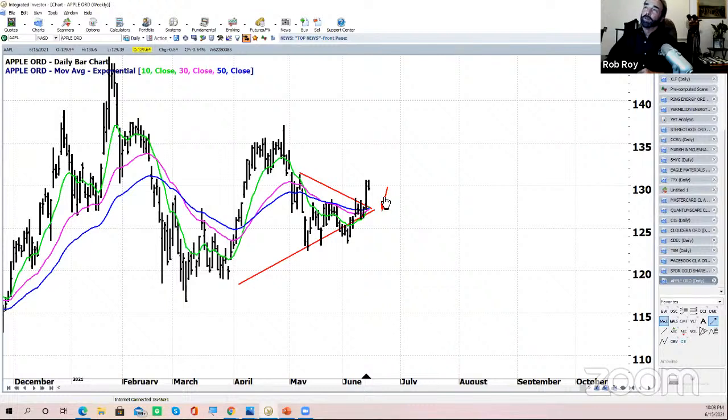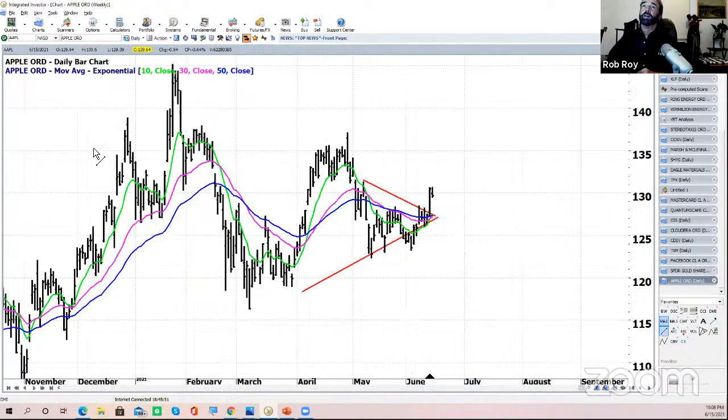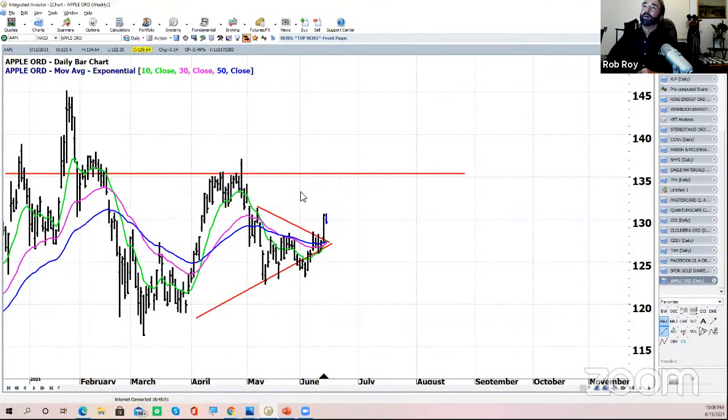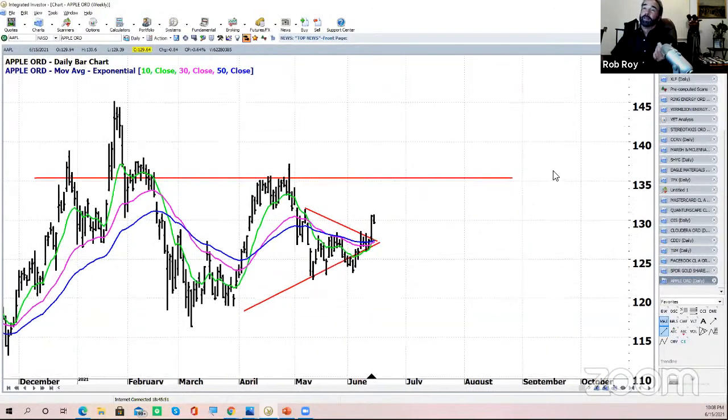So you have to be a bit cautious on the break higher, see if it can turn and move back to the upside. Now, if it does continue higher, then Apple is good to 135. And at 135, we've got more resistance. But you talk about fundamentals, can there be a more fundamentally sound stock than Apple out there?